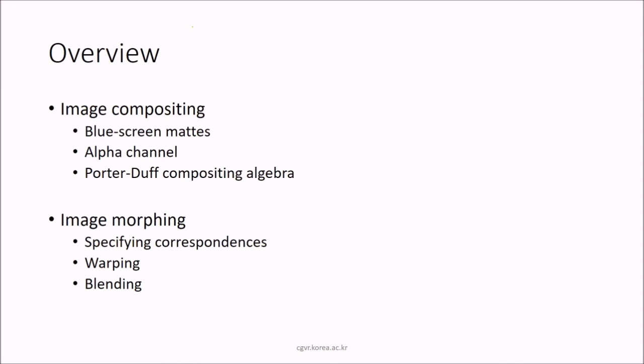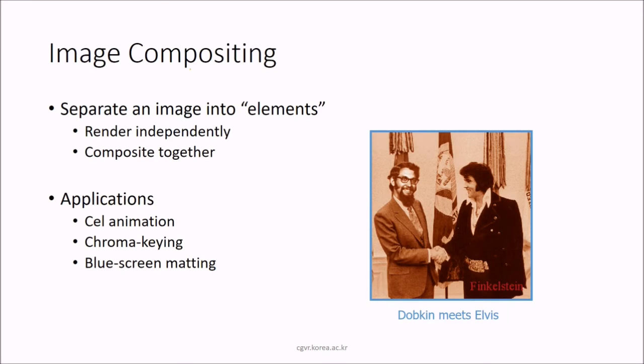Now we come to combination, that is image compositing and image morphing. In image compositing we have blue screen mats, alpha channel, Porter-Duff compositing algebra. In image morphing we have specifying correspondence, warping, and blending. In image compositing, this is an example of how we can combine. We separate an image into elements, render them independently first of all, and then combine them together. So it's about combining, right?